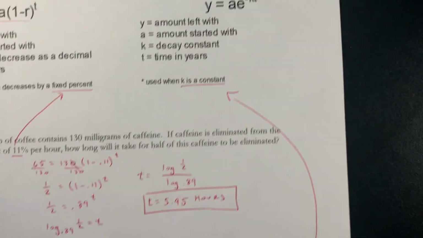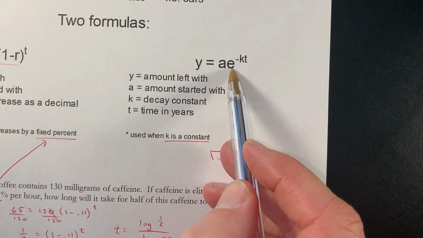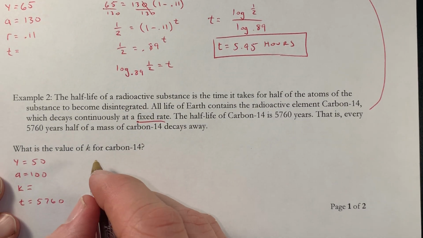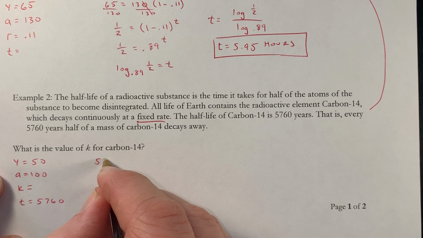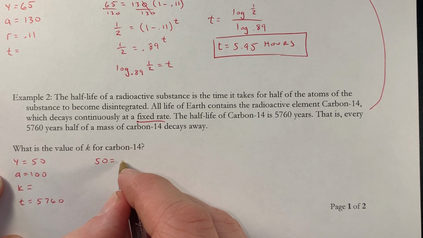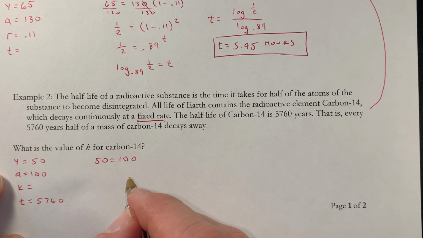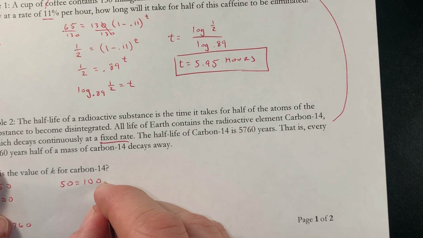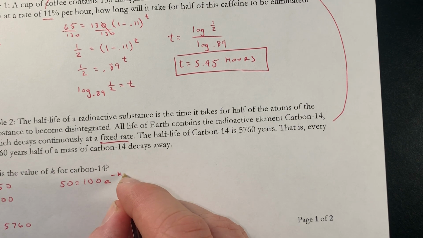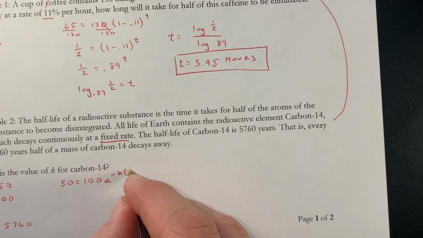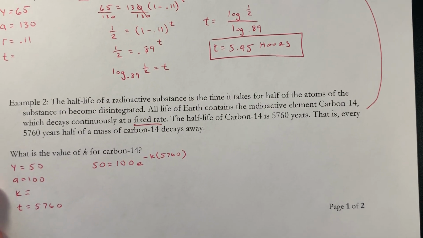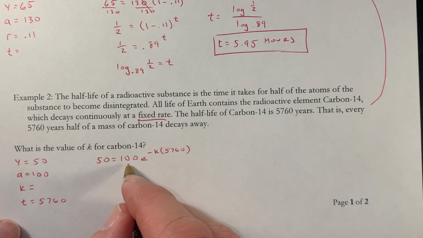So the formula, y equals A times e, remember e is a number, not a variable, to the negative kt power. So y is 50 equals A, what we started with, 100, times e to the negative k times T, and T is 5,760. Now we can begin to solve this equation. We can divide by 100.